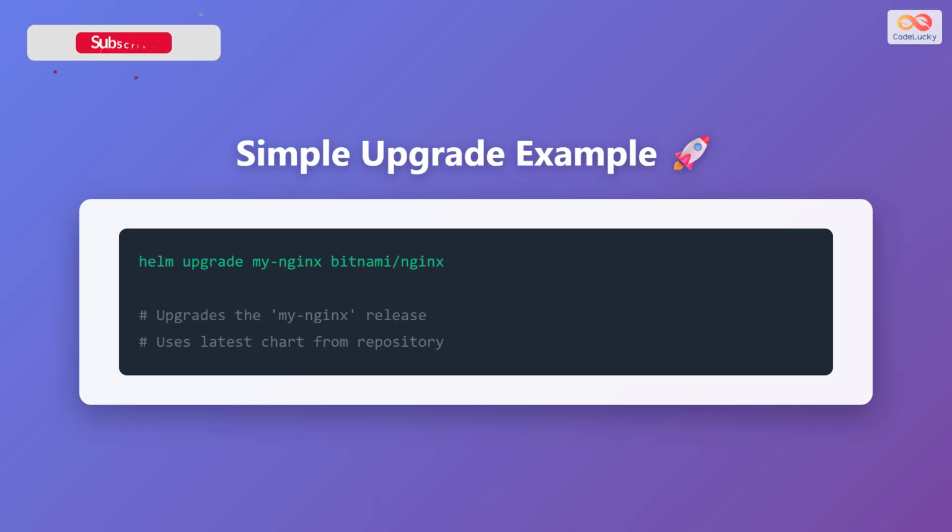Let's look at a simple example. To upgrade a release called my-engine-x using the bitnami/engine-x chart, you would run helm upgrade my-engine-x bitnami/engine-x. This command upgrades the my-engine-x release and uses the latest version of the chart available from the repository. Helm will automatically apply the changes to your running application.